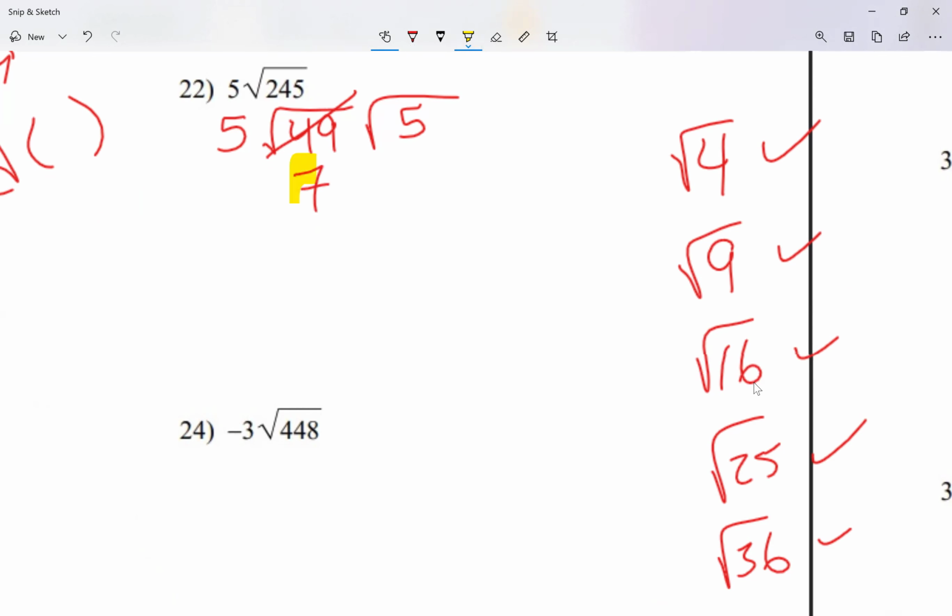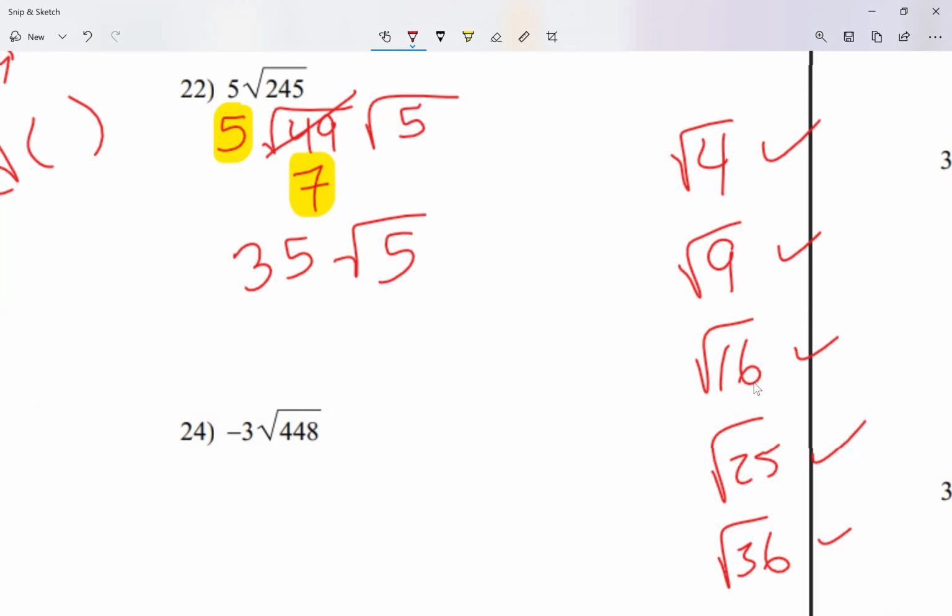Remember, I have to multiply my whole numbers. I have a 5 and a 7. 5 times 7 is 35. So I'm going to write this as 35 radical 5. Then I ask myself, can I simplify that radical even more?